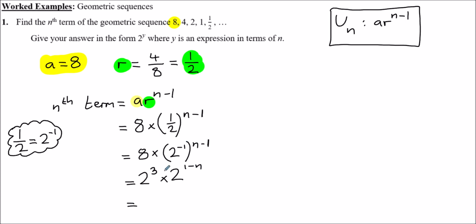Now I've got the bases, which are both 2, and I'm multiplying a power of 2 by another power of 2. Now this goes back to GCSE. If I'm multiplying things of the same base, which have powers, I just simplify by adding the powers together. So 3 plus 1 minus n, 3 plus 1 is 4, and then just minus n. So the nth term of this one is 2 to the power of 4 minus n. Let's now have a look at a second worked example.